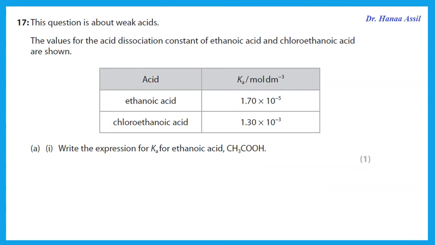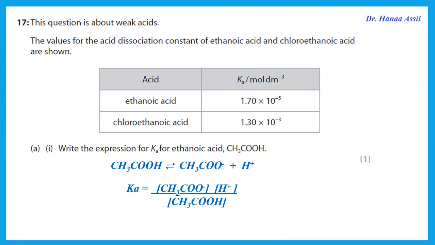Question 17 says, this question is about weak acids. The values for the acid dissociation constants of ethanoic acid and chloroethanoic acid are shown. Write the expression for Ka for ethanoic acid. Ethanoic acid is a weak acid, so it will dissociate to give this, and the Ka is the concentration of products over the concentration of the acid.